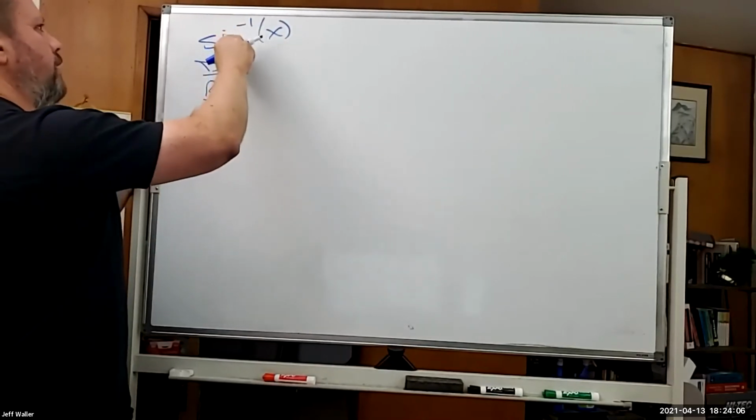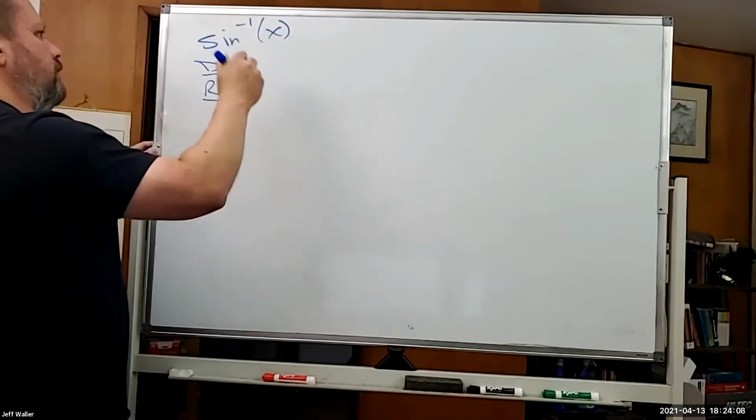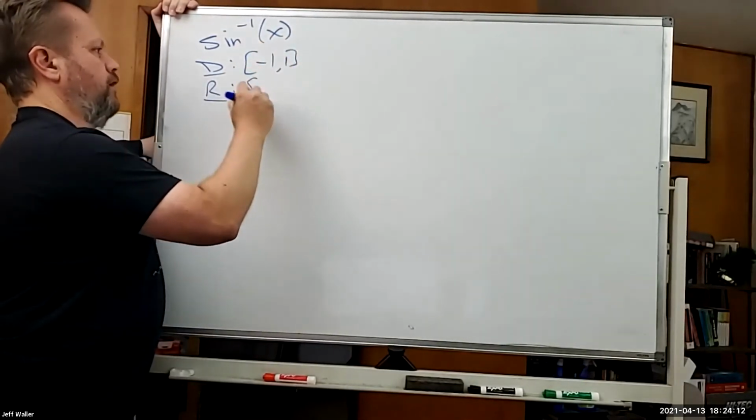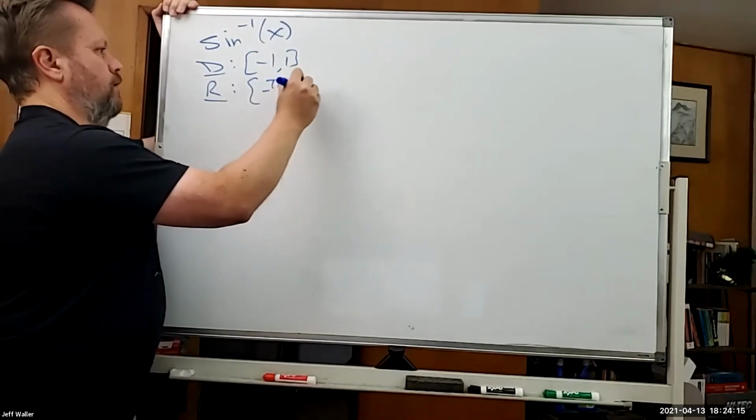Why am I not able to write? I'm never able to write. So what am I concerned about? The domain is -1 to 1, and the range is -π/2 to π/2.